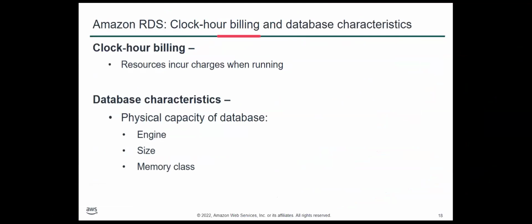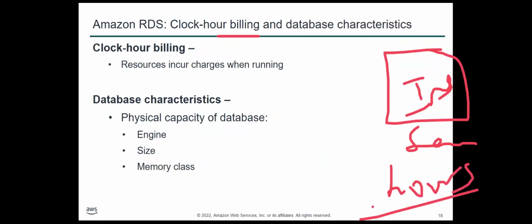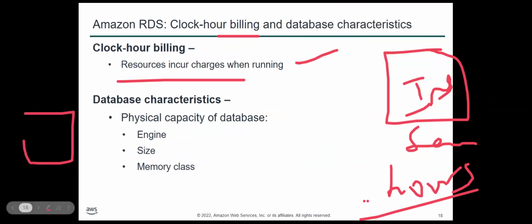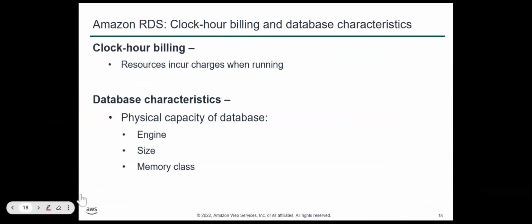Now how are we going to be billed? As it is an instance, the server will always be charged in hours. Resources incur charges only when running. And database characteristics: as it's a database, it will have physical capacity also. For the physical capacity of the database, we first consider the engine, what engine you are using, what is the size, and what is the memory class we are using. All these have to be taken into consideration.